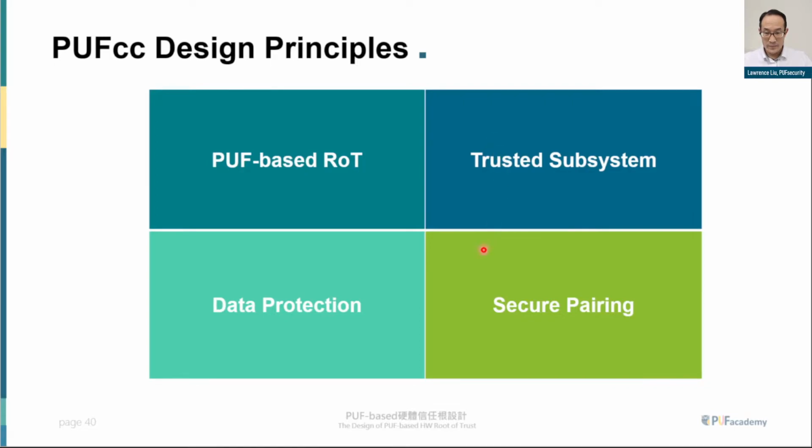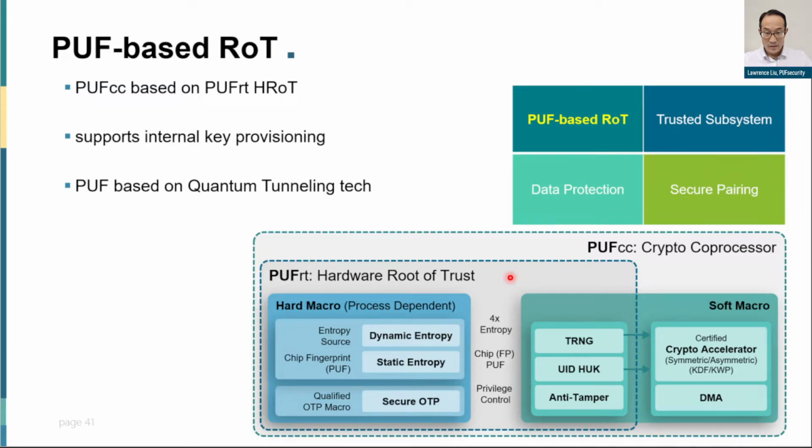trusted subsystem, data protection is paramount, and securely paired to the overall system. So the first principle is to use a PUF-based root of trust. Security and trust in the system come from the root of trust. And as a trusted subsystem, PUFcc needs to implement its own hardware root of trust, which is PUFrt in this case.